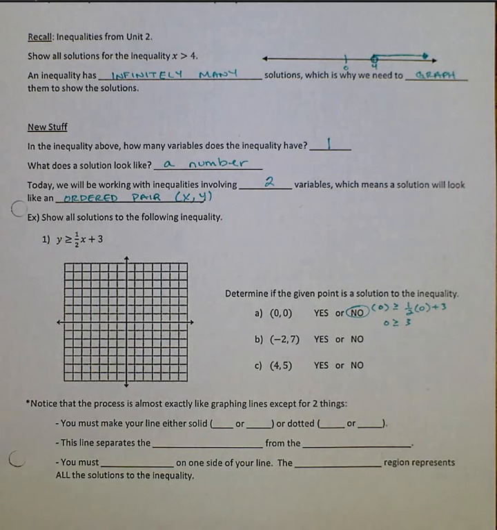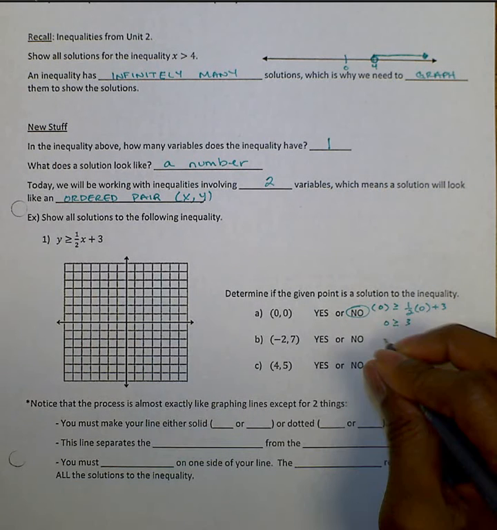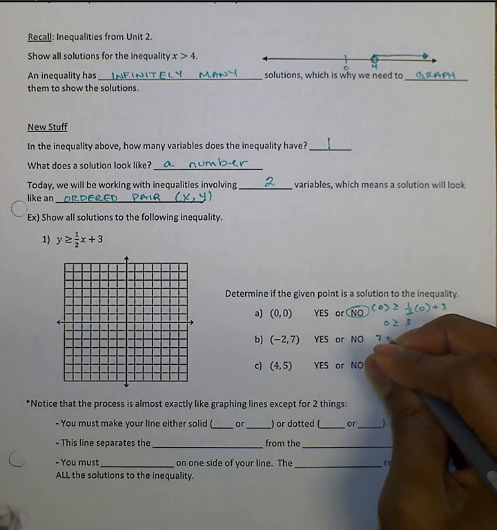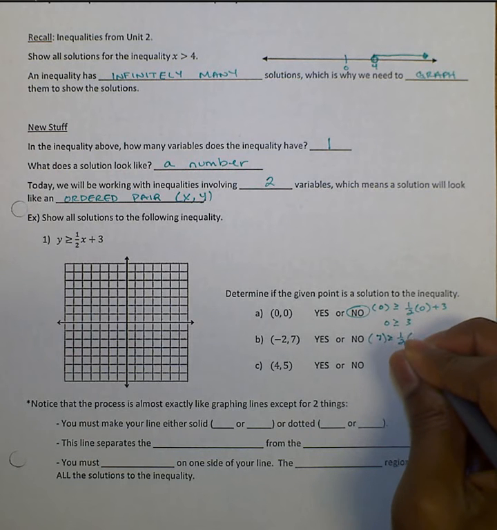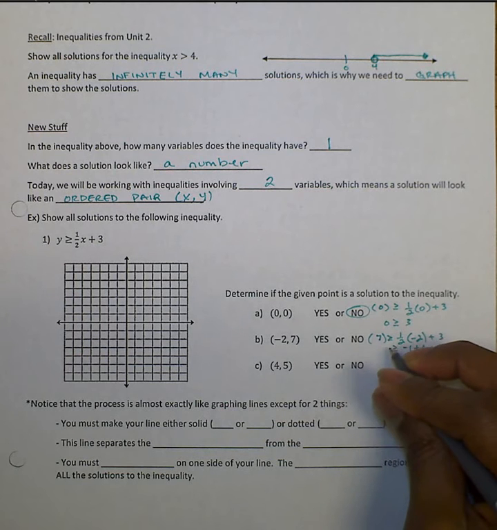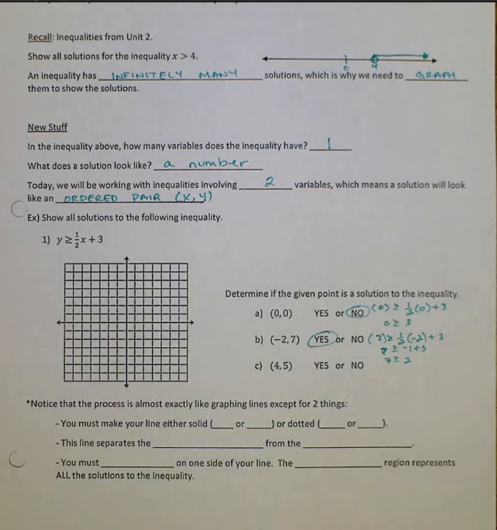Given the point -2, 7. Again, plugging it into this inequality, I'm going to plug 7 in for y, greater than or equal to 1/2 times -2 plus 3. That gives me -1 plus 3, so 7 is greater than or equal to 2. Is that true? Yes, it is. So it is a solution.